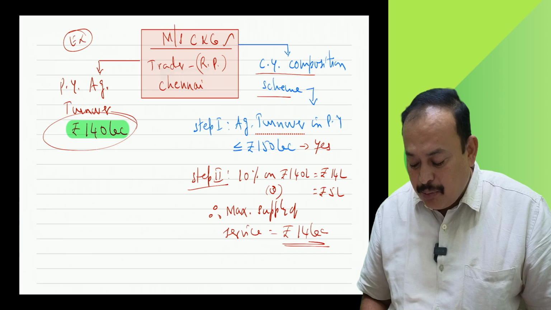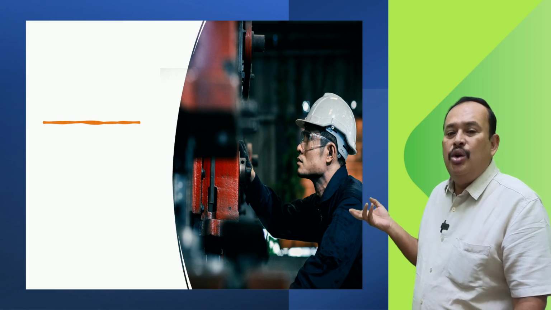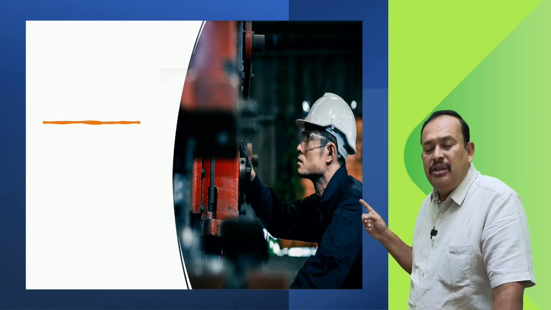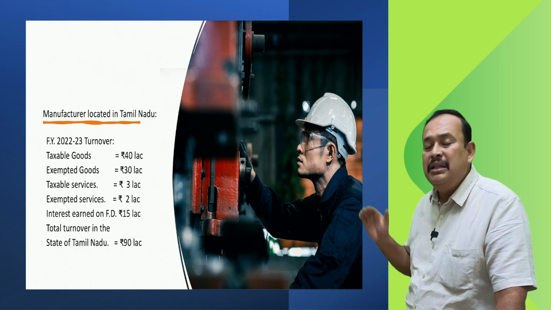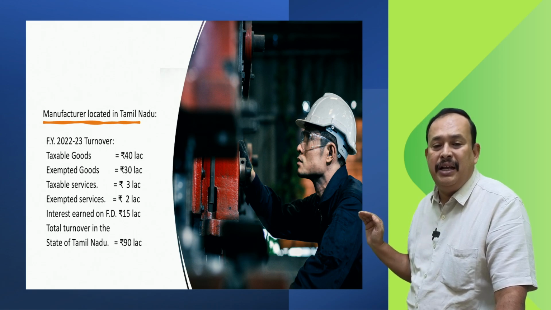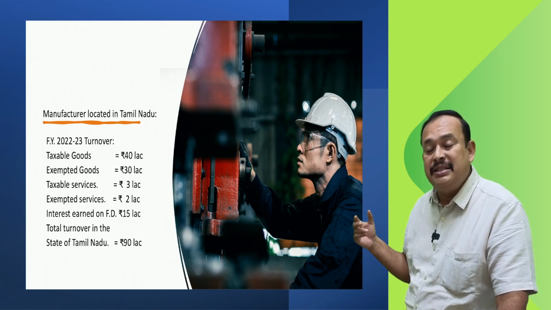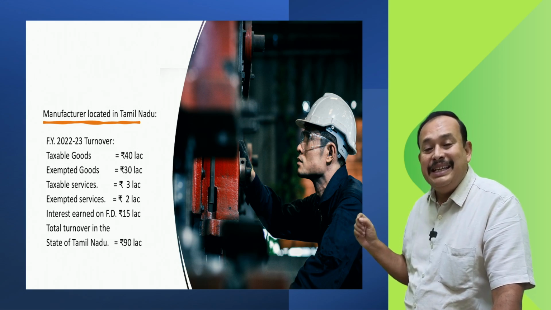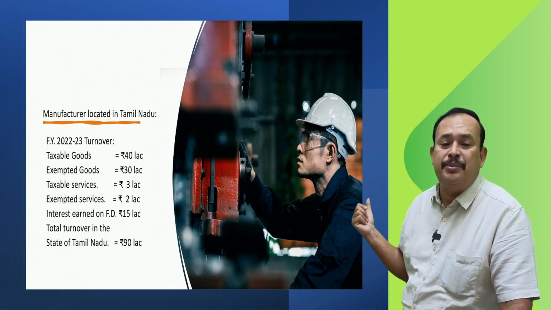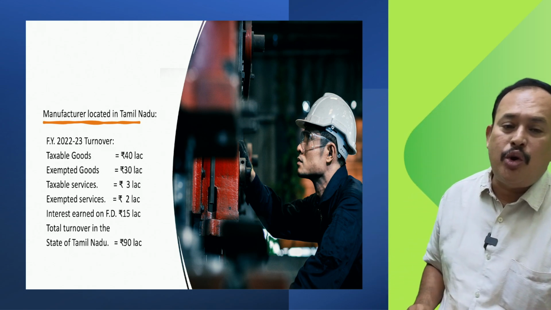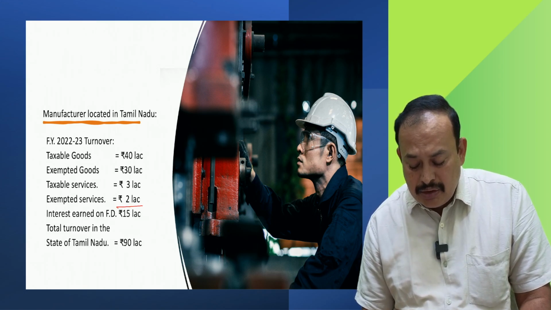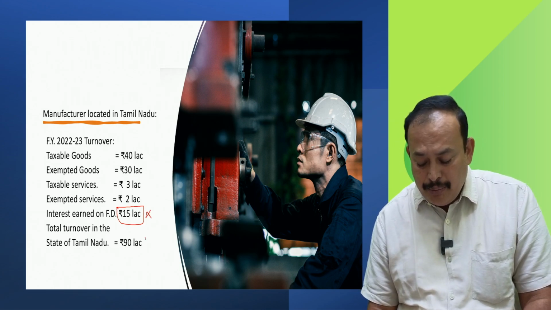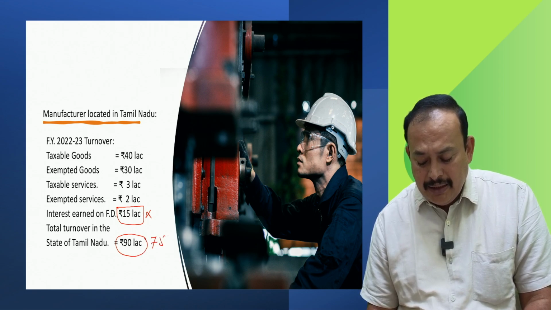Now come back. In the given case, furthermore, I'm presenting one more example in a simplified manner. If you look here, a manufacturer has the following turnover in Tamil Nadu in financial year 22-23. Taxable goods 40 lakhs. Exempted goods 30 lakhs. Taxable services 3 lakhs. Exempted services 2 lakhs. Interest earned on deposits, loans or advances: here, interest on fixed deposit 3 lakhs. Total 90 lakhs. When you refer to the total of 90 lakhs, we said aggregate turnover should not include interest earned on deposits, loans or advances. Then how much will the turnover be? 75 lakhs. Correct? Yes or no?